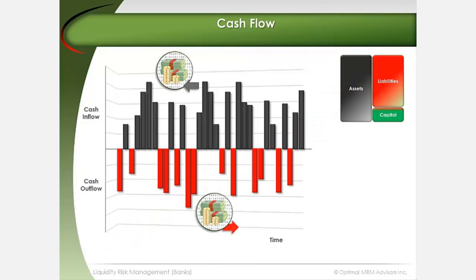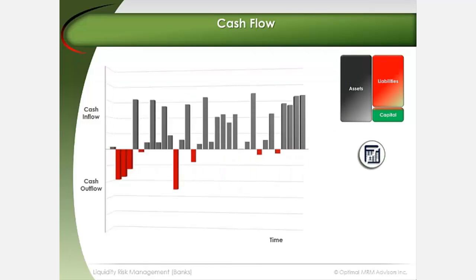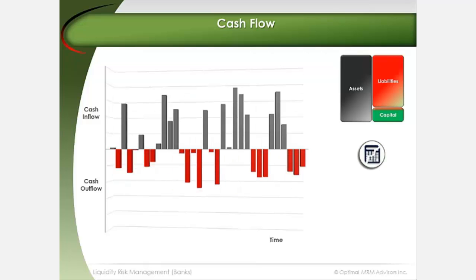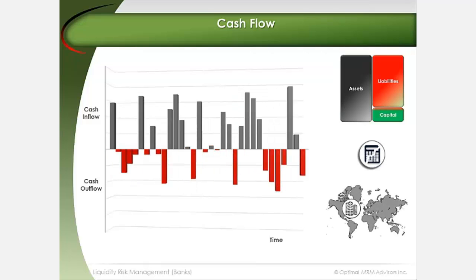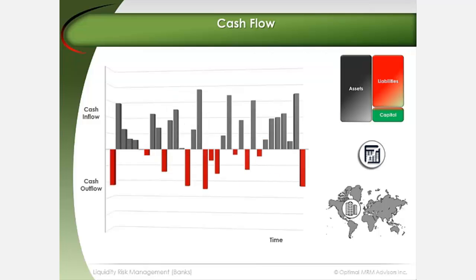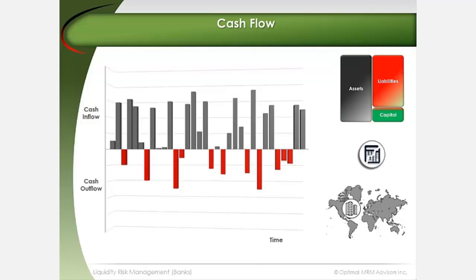Cash flows are projected using models and assumptions that are imperfect. Realized cash flows may vary because of market or bank-specific changes. In spite of a bank's attempt to match asset and liability cash flows, uncertainties inevitably result in cash flow mismatches.